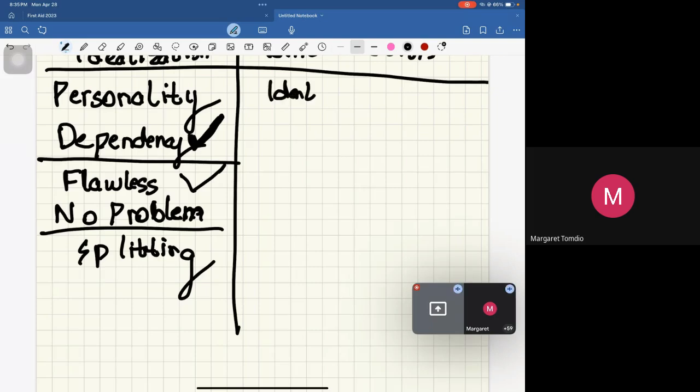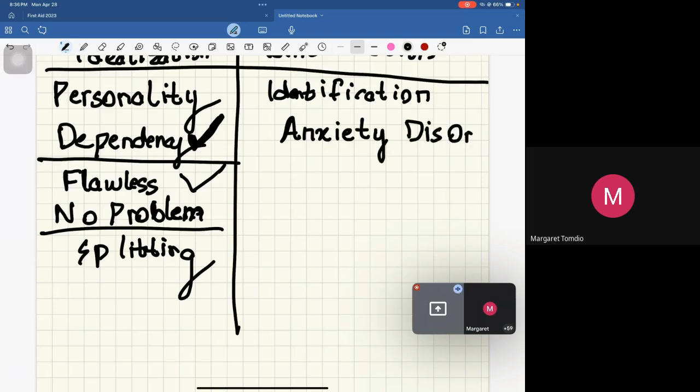So what is identification? So identification is present in patients who have anxiety disorders, who are always anxious. He has some kind of anxiety disorder. So what happens in identification is that you will start to mimic the traits of another person. Whether those traits are good or bad, that does not matter. But what you will do is you will start to mimic the trait of another person.